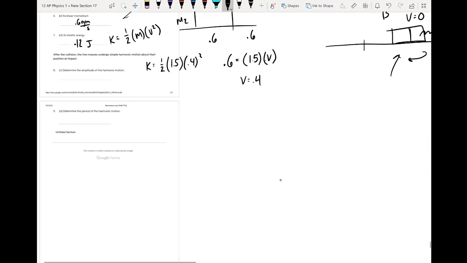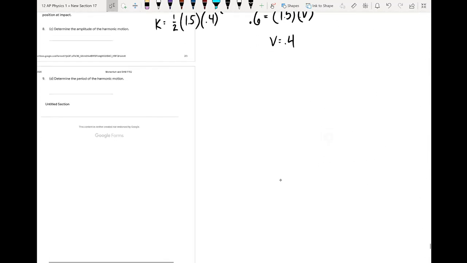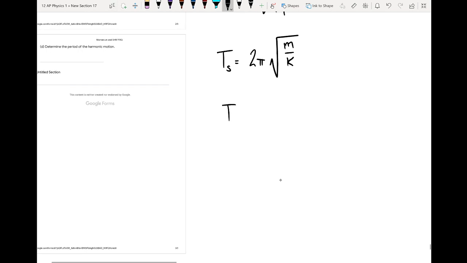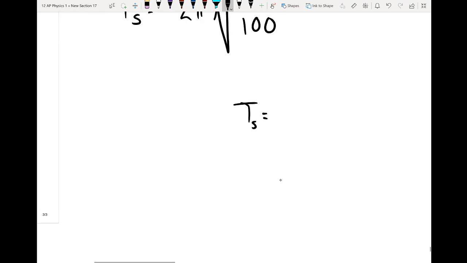And then the final little thing: determine the period of the harmonic motion. So we know for a spring, we have this equation that says the period is equal to 2 pi square root of m over k. I think, yes. Let's roll with that and then we'll check. So Ts is equal to 2 pi. We know that the total mass that's oscillating is 1.5 kilograms. We know that the spring constant is 100. So let's plug in and check. 1.5 divided by 100 times 2 pi. So Ts is equal to 0.769 seconds.